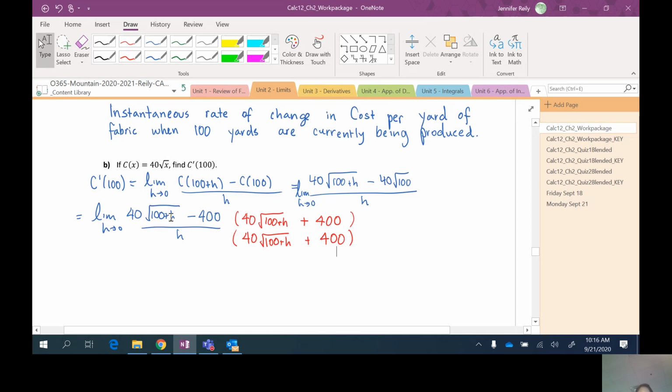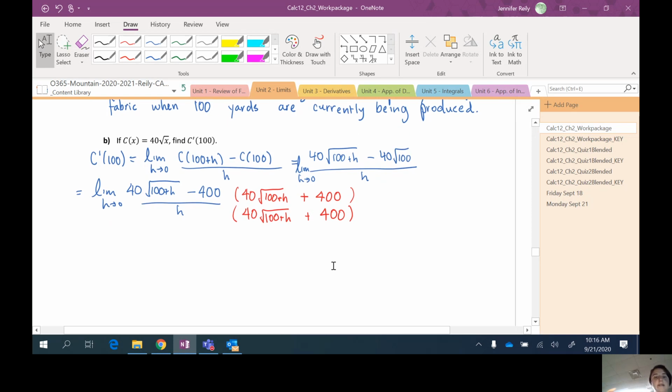So remember, if you see a square root and you're trying to calculate the limit, you want to try multiplying by the conjugate. So it's just taking the square root and then the same exact terms except using the opposite sign between them, and then expanding. So we're just going to expand the top. So 40 times 40 is 1600. Square root of 100 plus h times square root of 100 plus h is just 100 plus h.